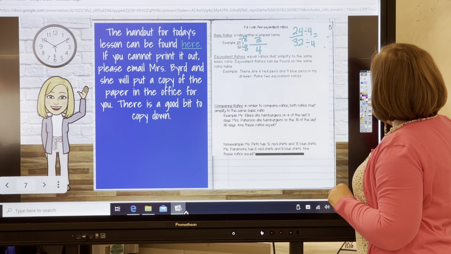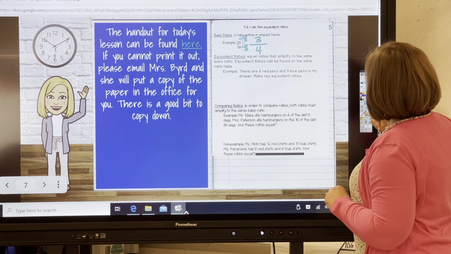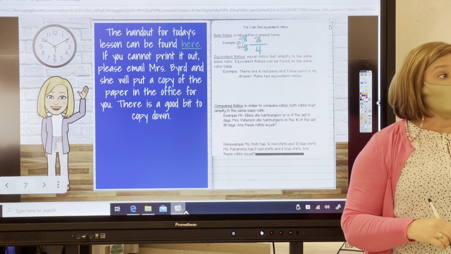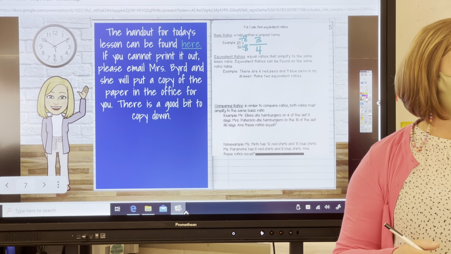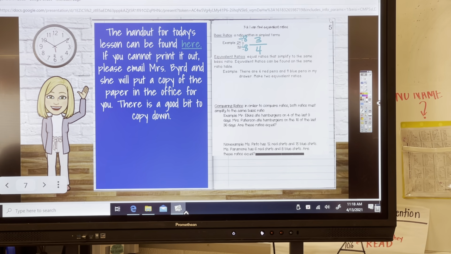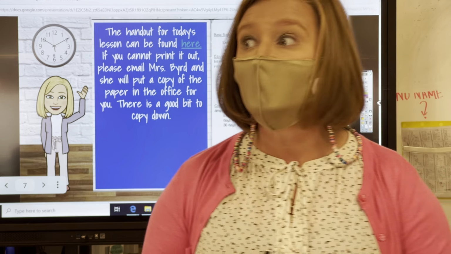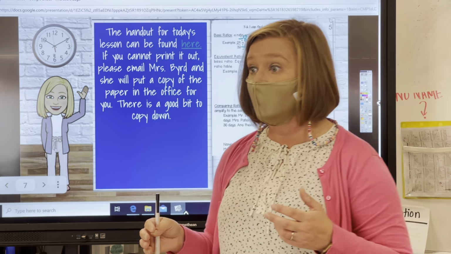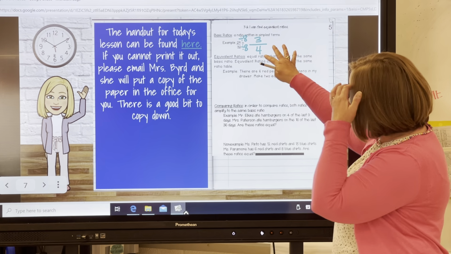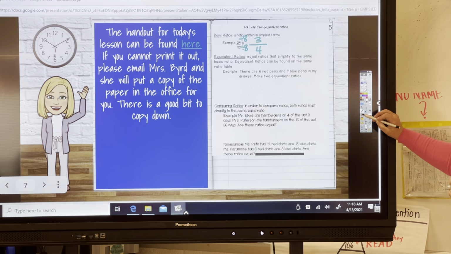Okay? What does the word equivalent mean? Equal. So, just like when we write basic ratios, and we write it like a fraction, so that we can simplify it just like we simplify a fraction, when we are writing equivalent ratios, we're going to do it just like we do fractions, okay? We're going to write it just like a fraction. We're going to figure out equivalent ratios just like a fraction.